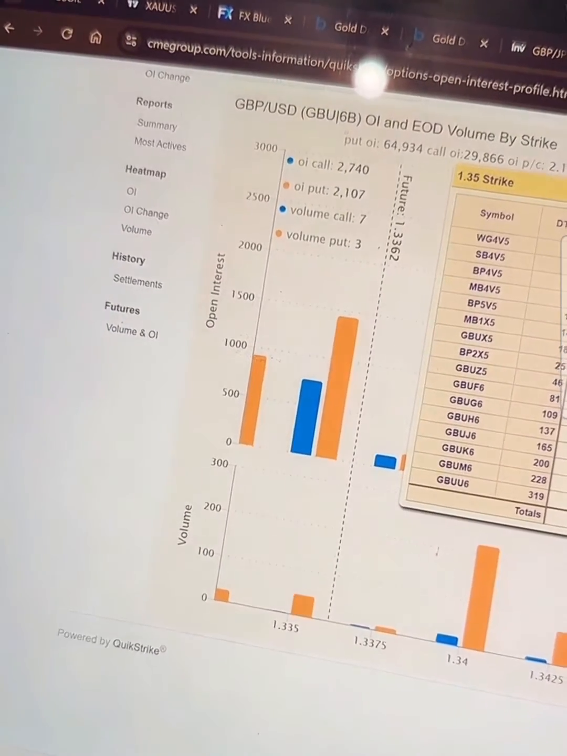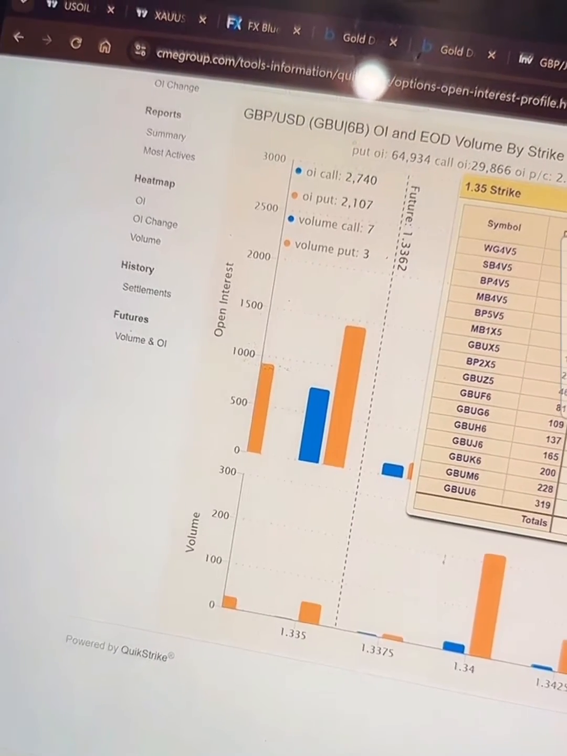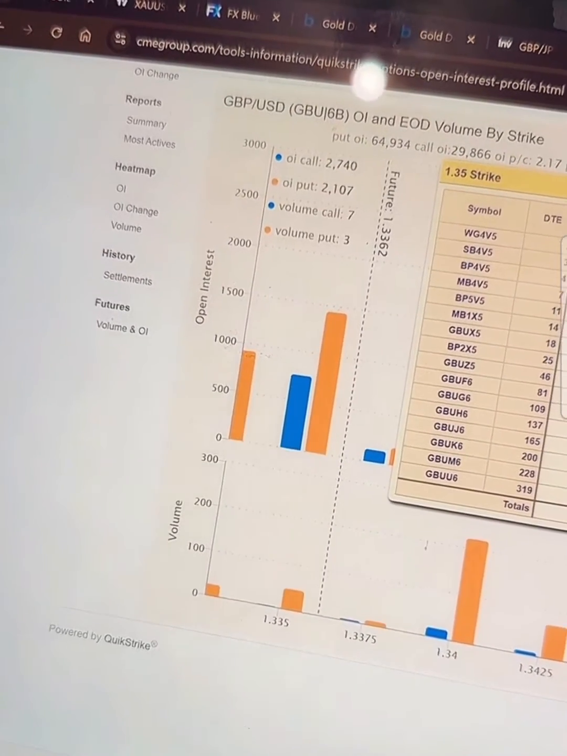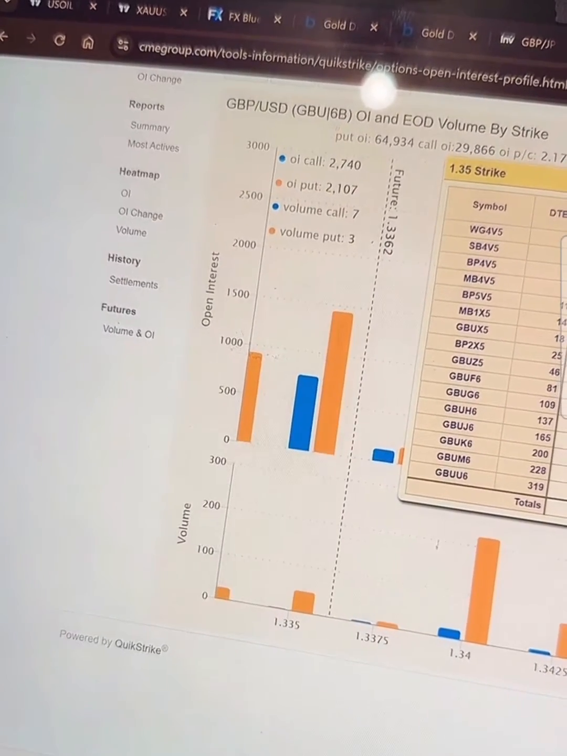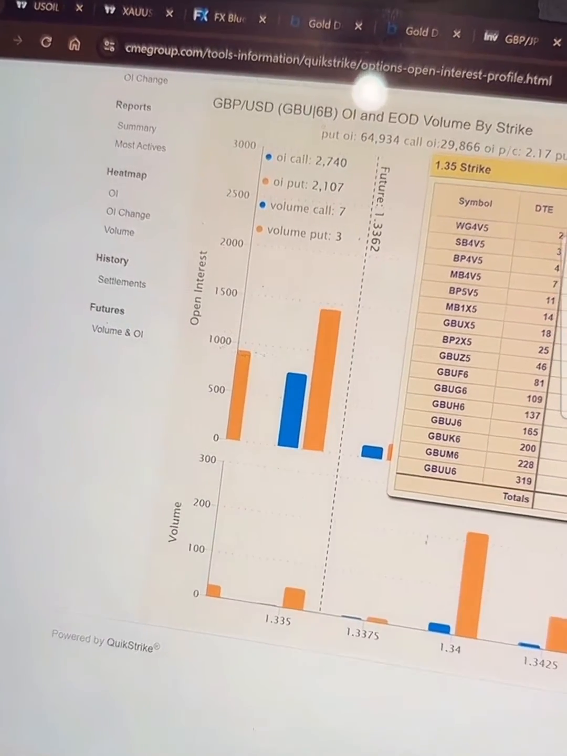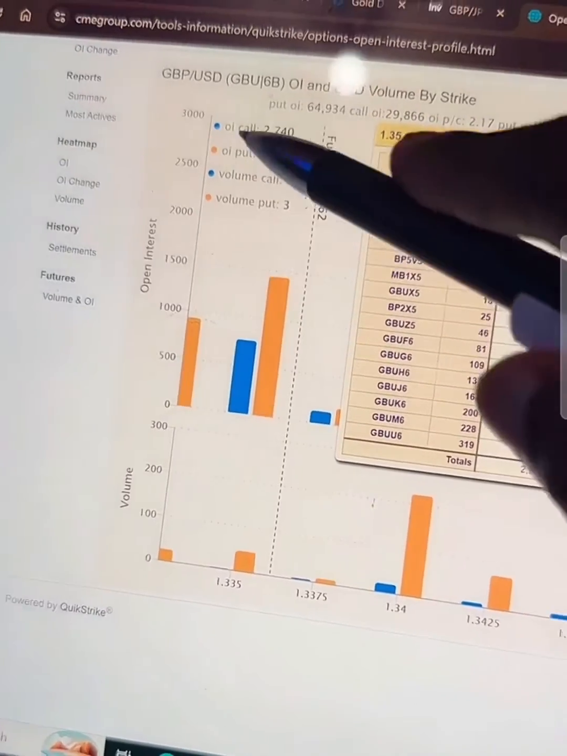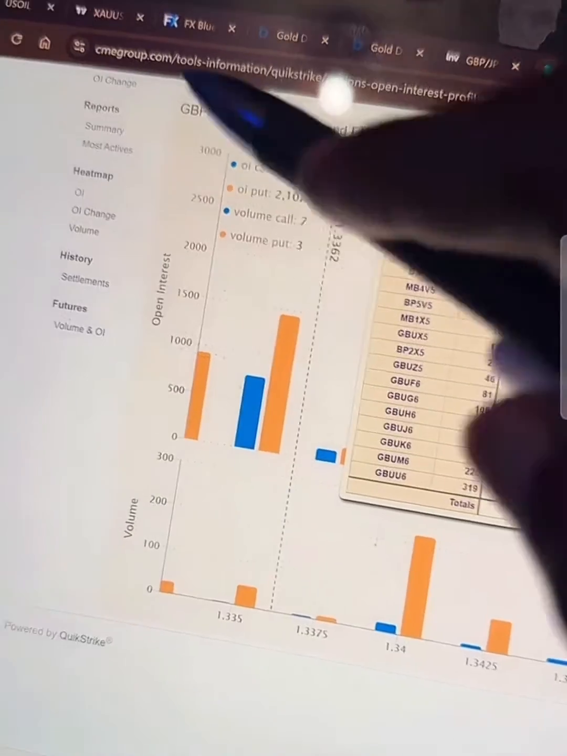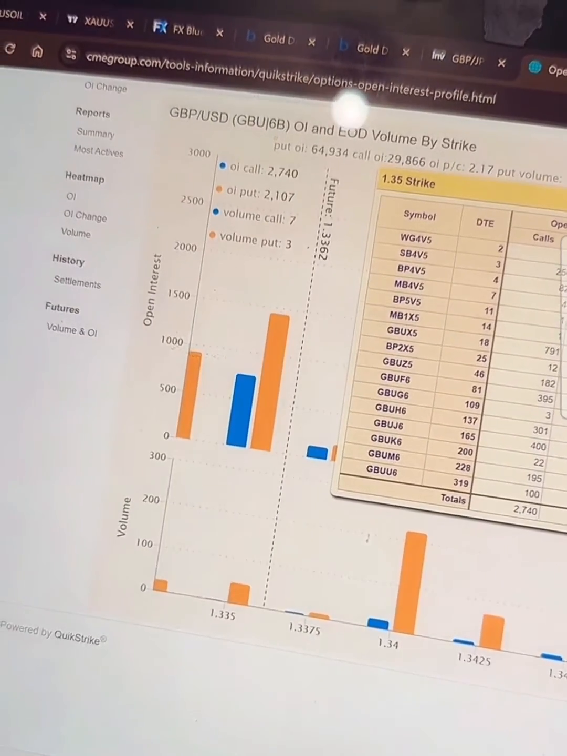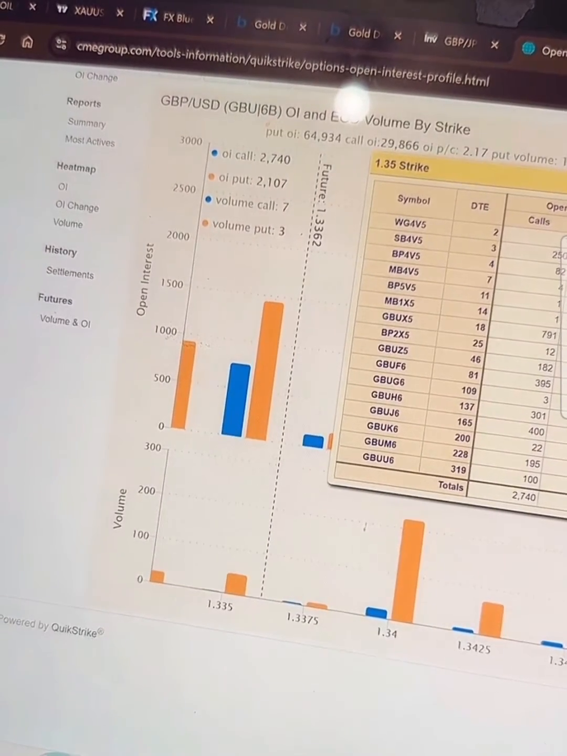2740 by 2107. Do you know what it means? If call open interest is greater than put open interest, number one, it's a resistance zone. If put open interest is greater than call open interest, it's a support zone. So you must know how these open interests behave, as well as what call volume and put volume mean. So open interest is very important.